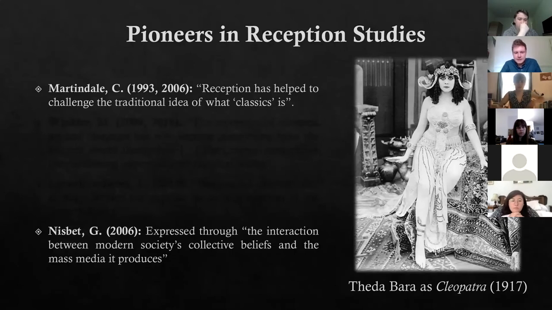Gideon Nisbet says that the interaction between modern society's collective beliefs and the mass media it produces is intrinsic to how we actually evaluate and look at classics today.